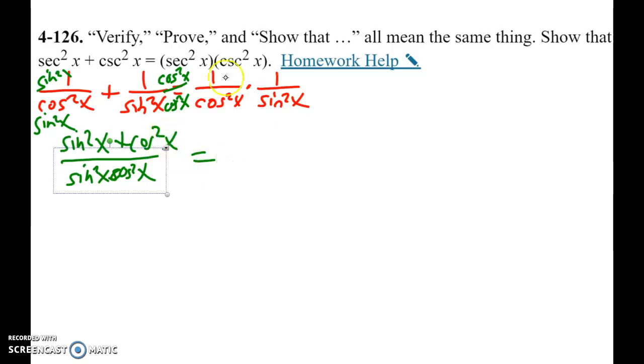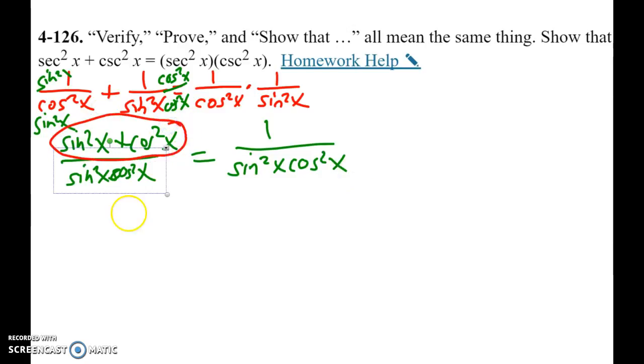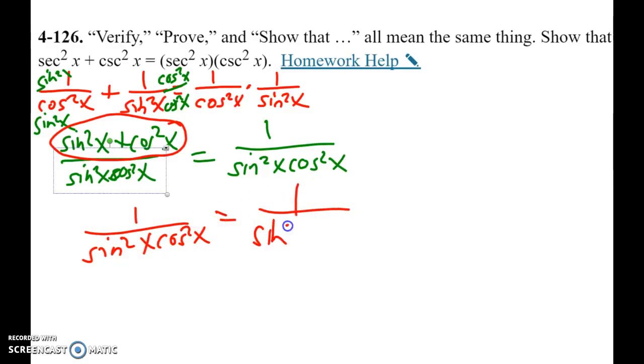All of this equals 1 times 1, and the denominator, I'd like it to match the other, so I know that cosine squared times sine squared is the same as sine squared x times cosine squared x. So now my denominators match. Oh, good news here. Also, sine squared x plus cosine squared x is equal to 1, according to that Pythagorean identity. So we have made the two sides match each other and verified that this is true.